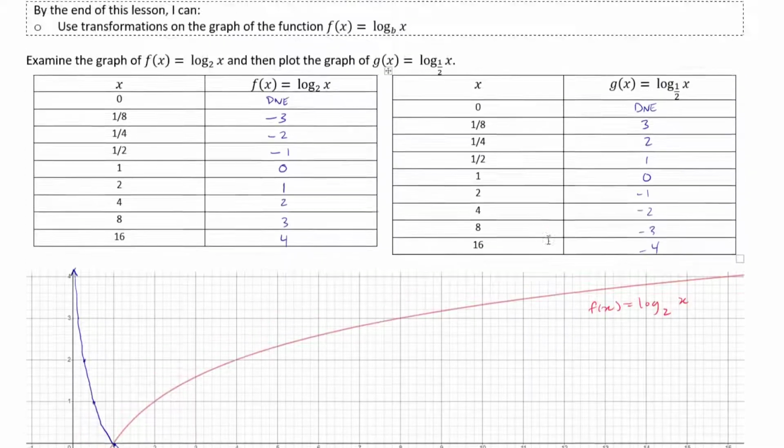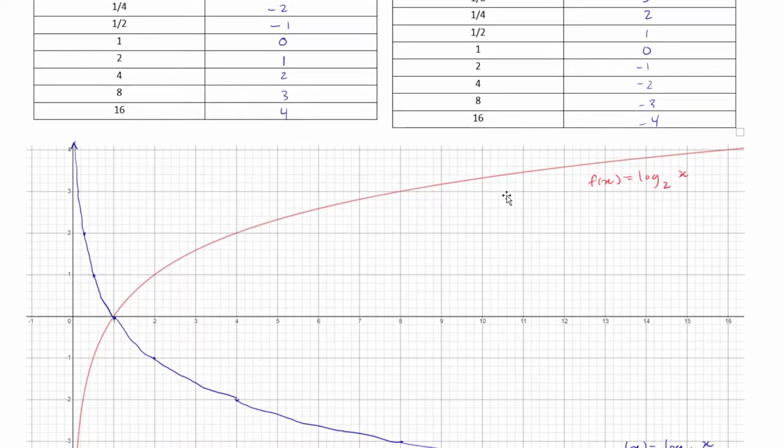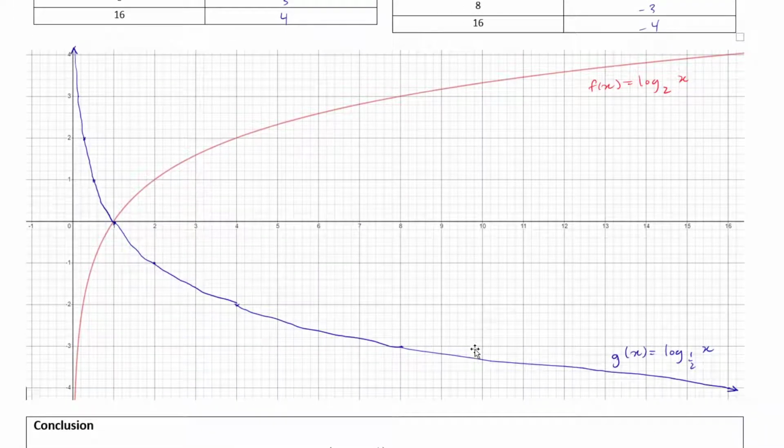So basically, we're just trying to show that the relationship between log x base 2 and log x base 1 over 2 is just a reflection in the x-axis. And that'll work for other bases as well. It doesn't have to be 2 and 1/2, right? It could be 3 and 1 over 3, or it could be a and 1 over a.